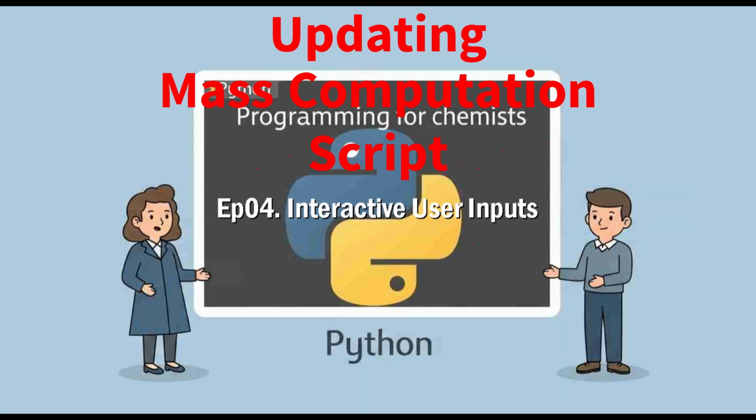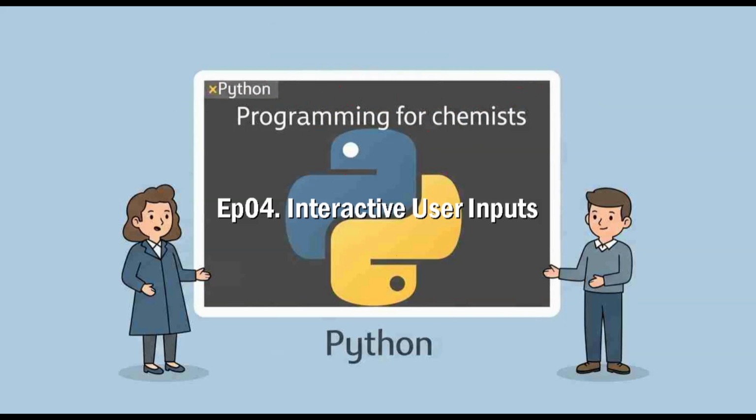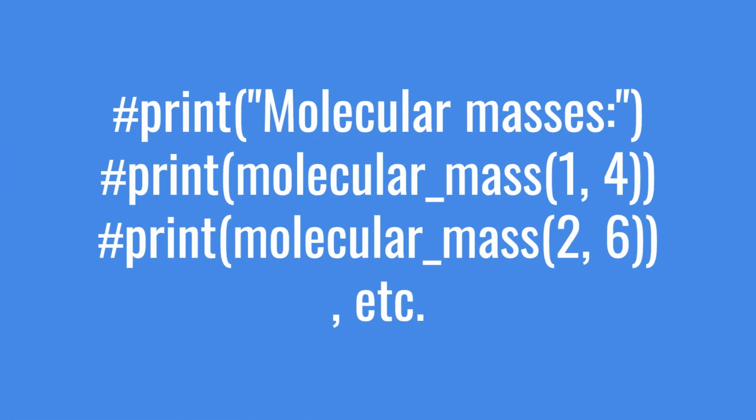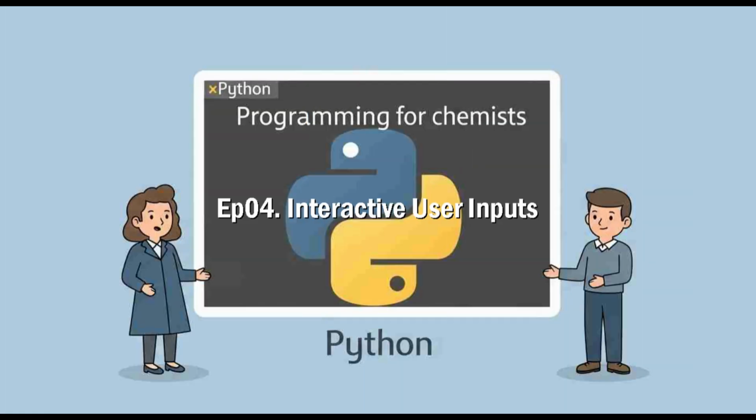Updating our mass computation script. Now let's apply this to our molecular mass script. First, in the main body of the script, we need to delete or comment out the old hard-coded calls: print molecular masses, print molecular_mass(1, 4), print molecular_mass(2, 6), etc., and the end printing the results. Next, we'll replace them with interactive input.